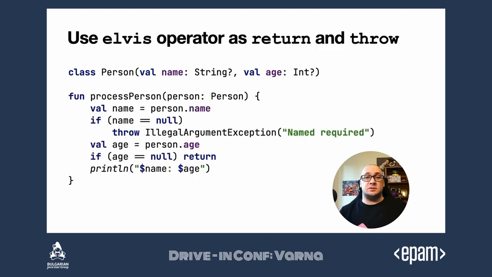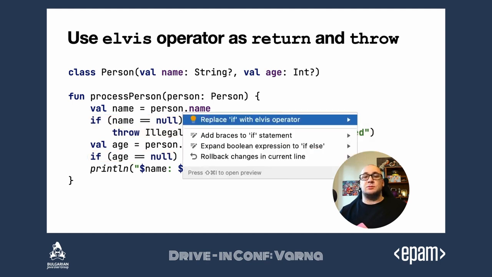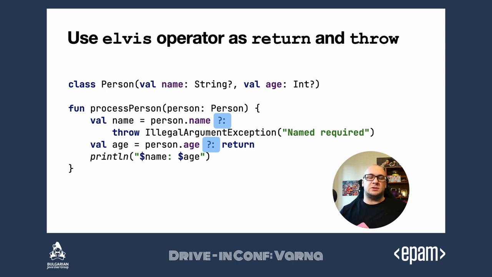Or we can use the Elvis operator as a shortcut for return and throw statements. Like this. In this example, we have a condition. If name is null, then we raise an exception. Or if the age is null, then we return from the function. So we can replace the statements to use the Elvis operator instead. And here is how it looks. The function now is more concise, and I would argue that it also is more readable.